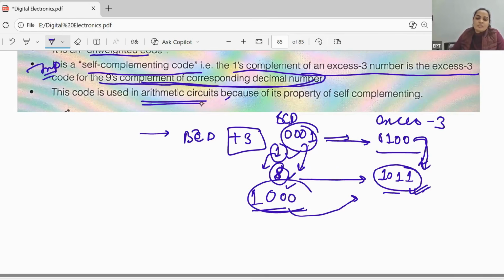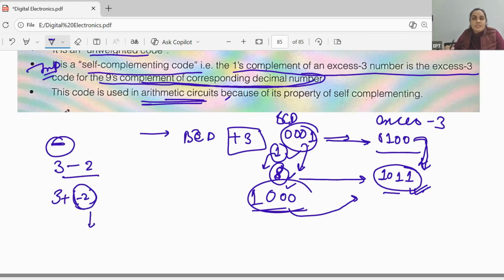Generally we will use this configuration only in the arithmetic circuits. We will never perform this manually. Why do we use the complement? Suppose you want to do 3 minus 2, then what you will do? You will do 3 plus, then minus 2. So either you will take the help of complements, or you will take the help of signed magnitude representation to write this minus 2 in the binary form.